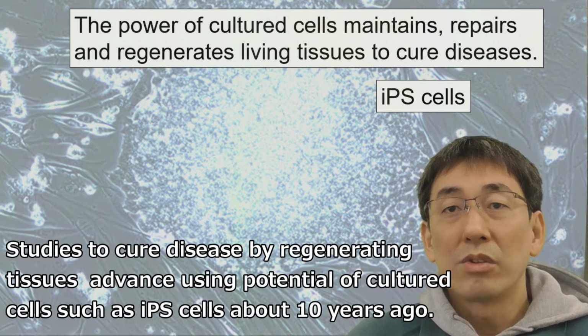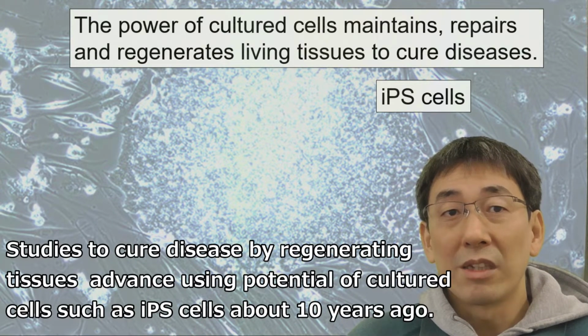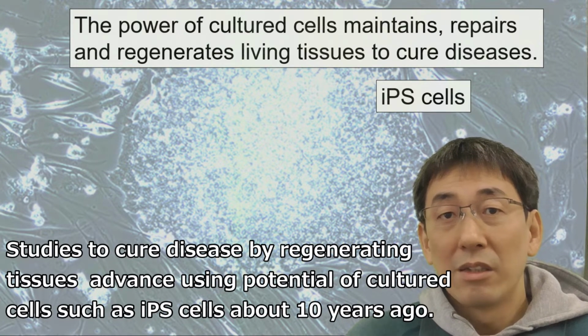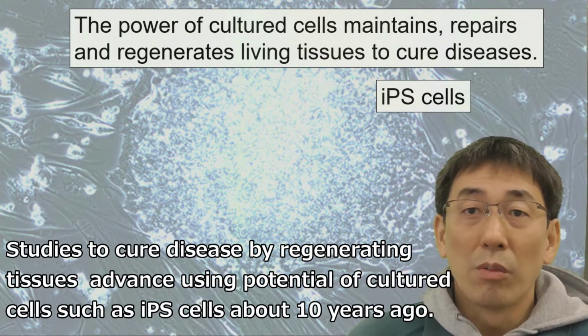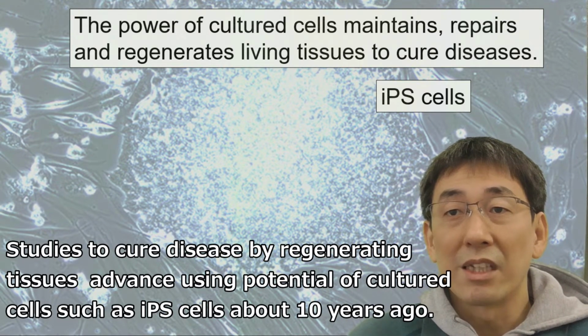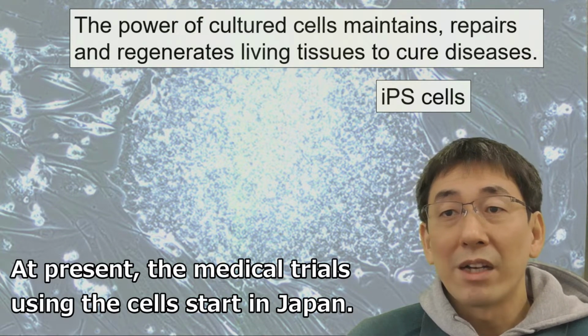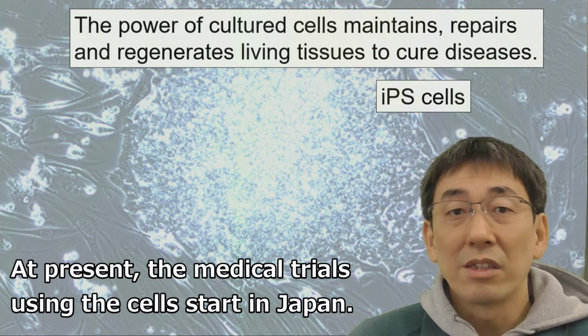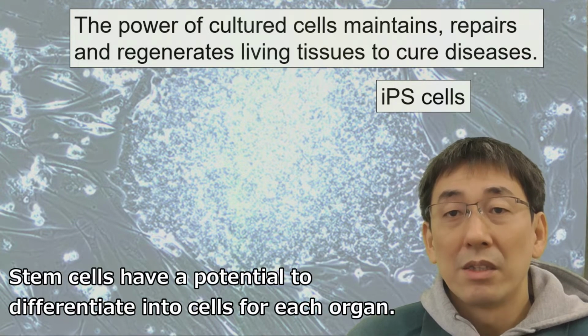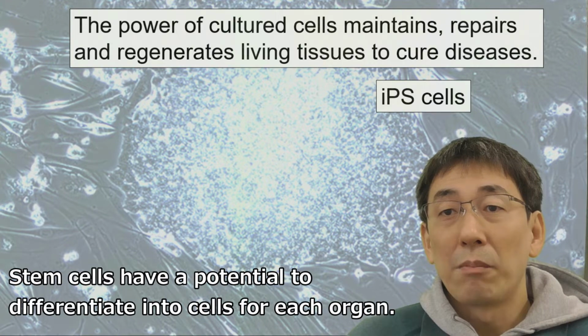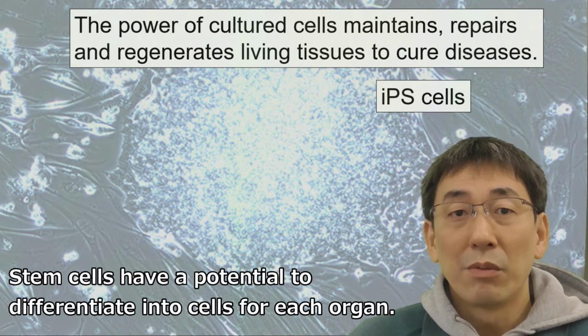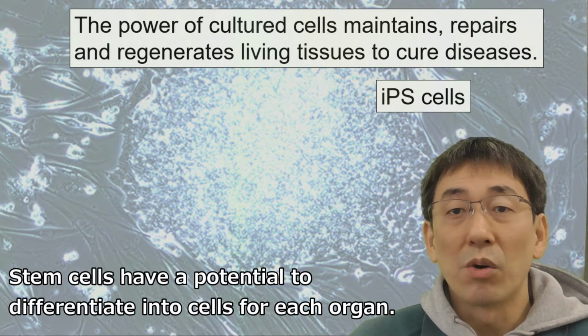Studies to cure disease by regenerating tissues advance using the potential of cultured cells such as iPS cells about 10 years ago. At present, medical trials using the cells start in Japan. Stem cells have a potential to differentiate into cells for each organ.